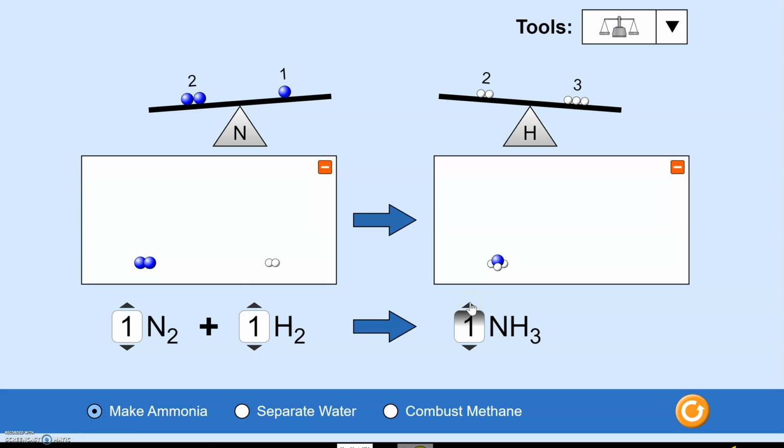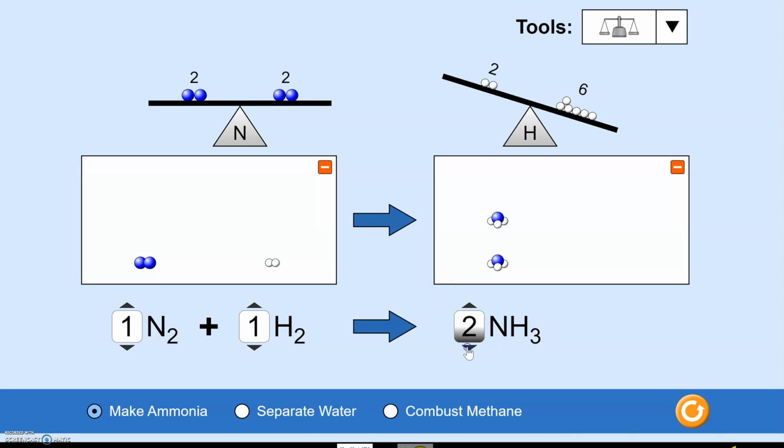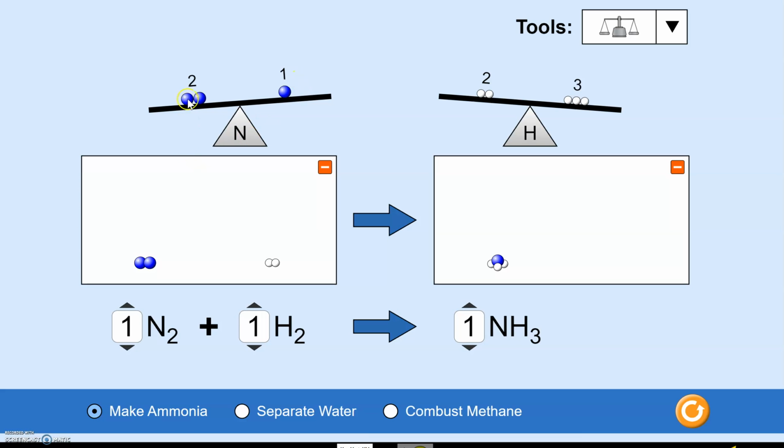And right off the bat, it says right here that there are 2 atoms of nitrogen on this side of the equation and only 1 on the other side. So this side of the equation is a little heavy with nitrogen. That's these blue atoms here.